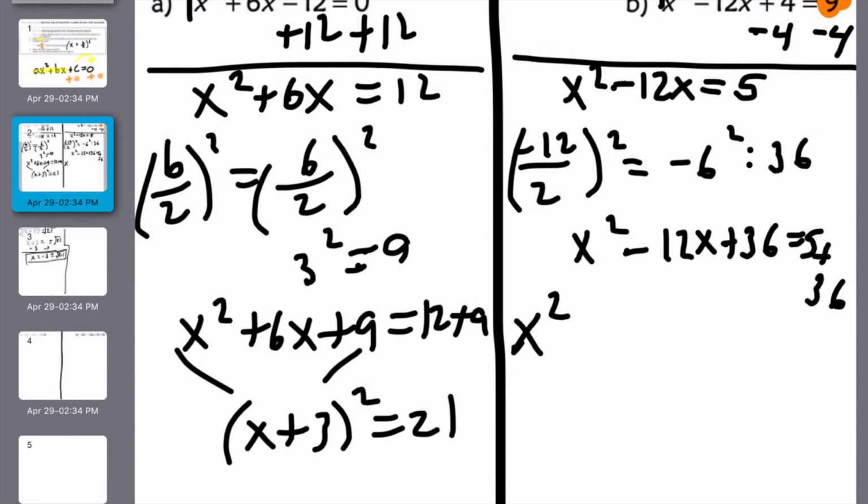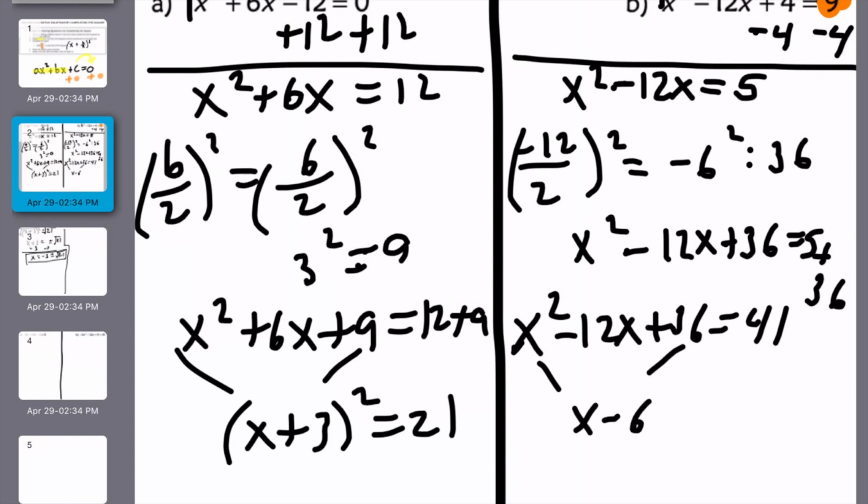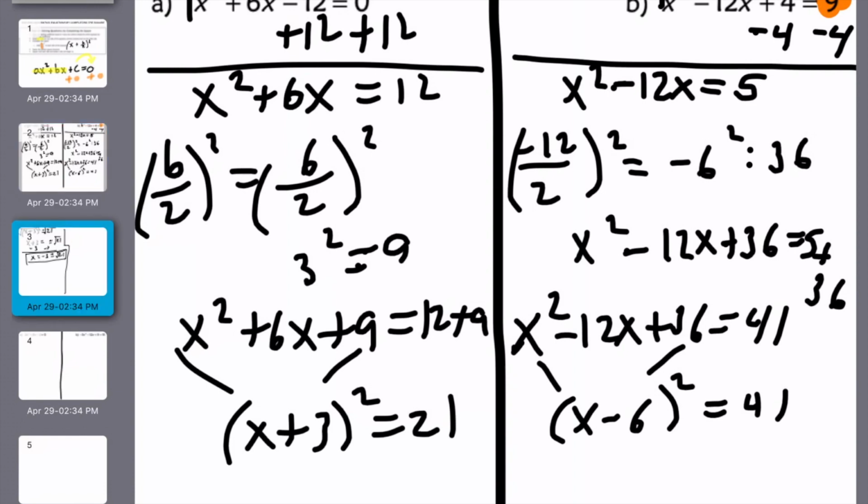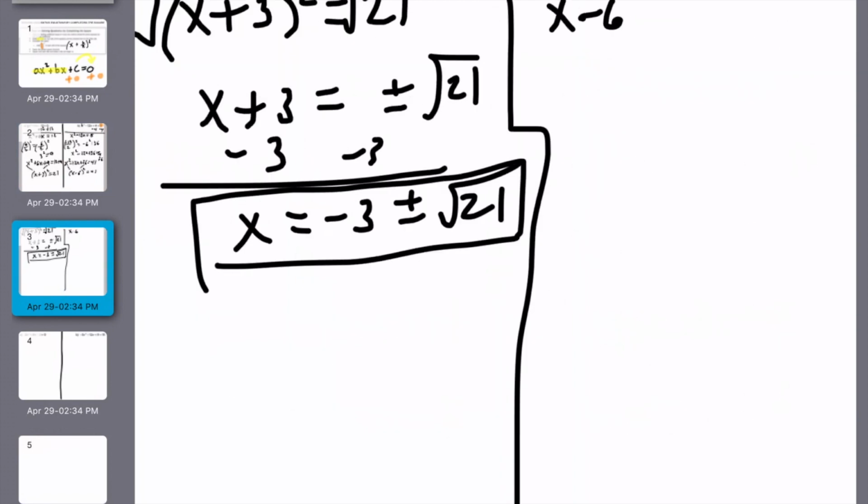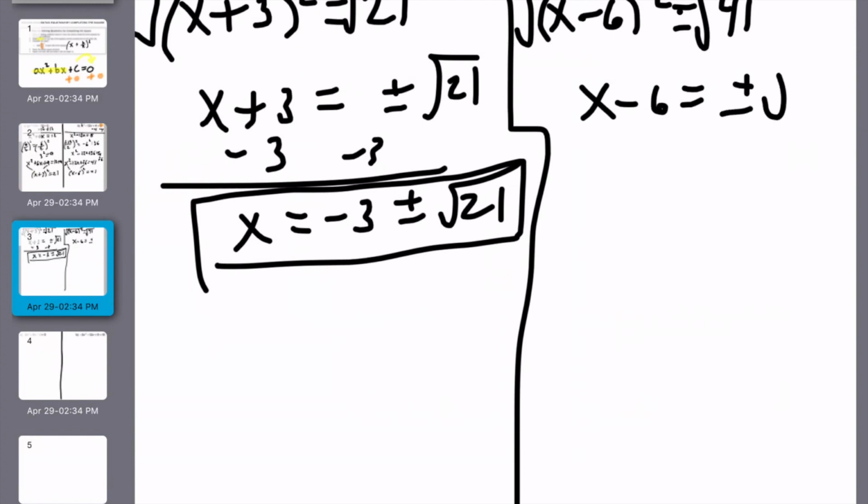So this ultimately becomes x squared minus 12x plus 36 equals 41. This factors down into being (x minus 6) squared equals 41. And let me again go to the next slide really quick. So I have (x minus 6) squared equals 41. So I need to square root both sides. And I get x minus 6 equals plus or minus the square root of 41.